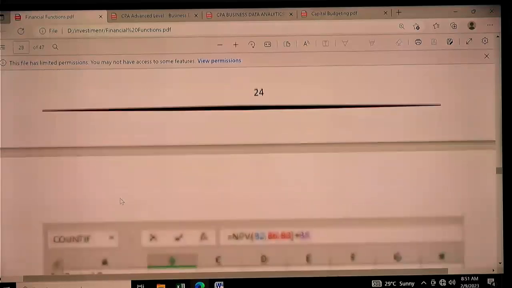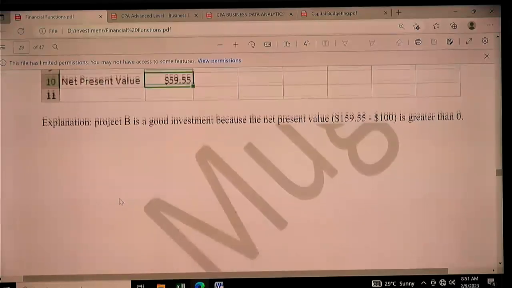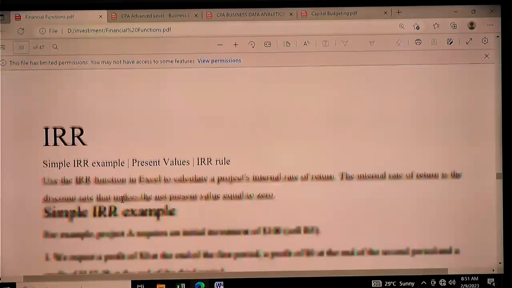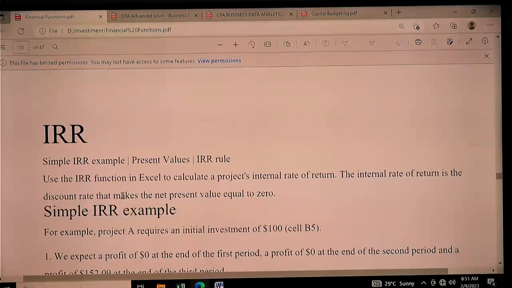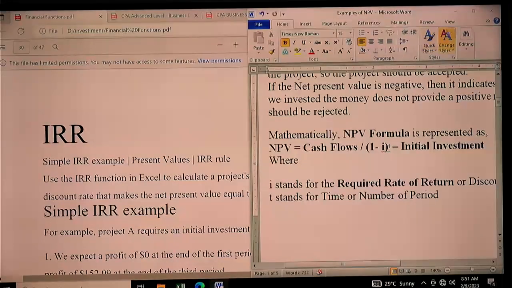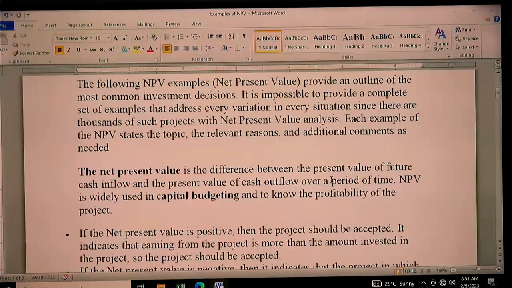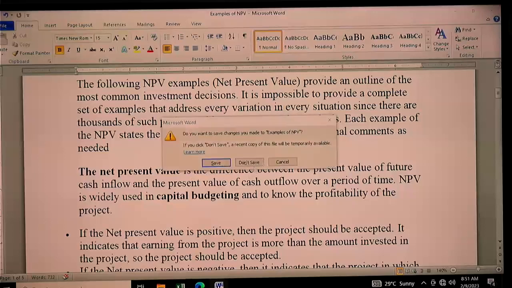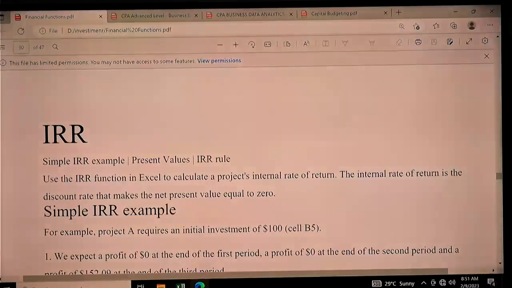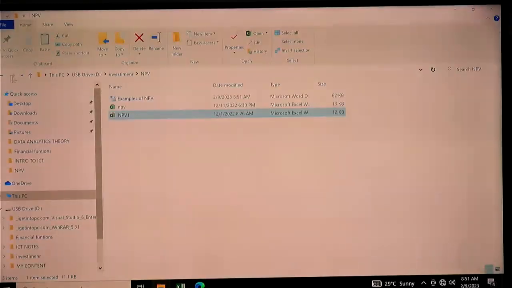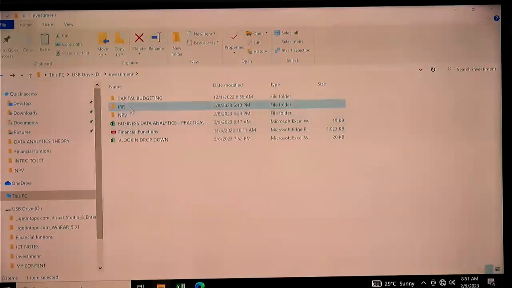Internal rate of return. And what is this? And where do we use it? Previously, we talked of the net present value, and we said, what is net present value? The difference between the present value of future cash inflow and the present value of cash outflow. So again, we are going to check on this. The internal rate of return is specifically what?